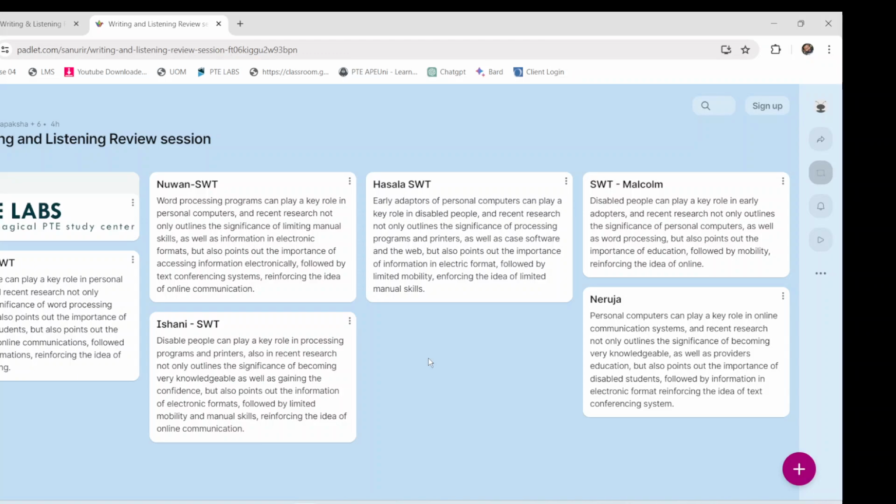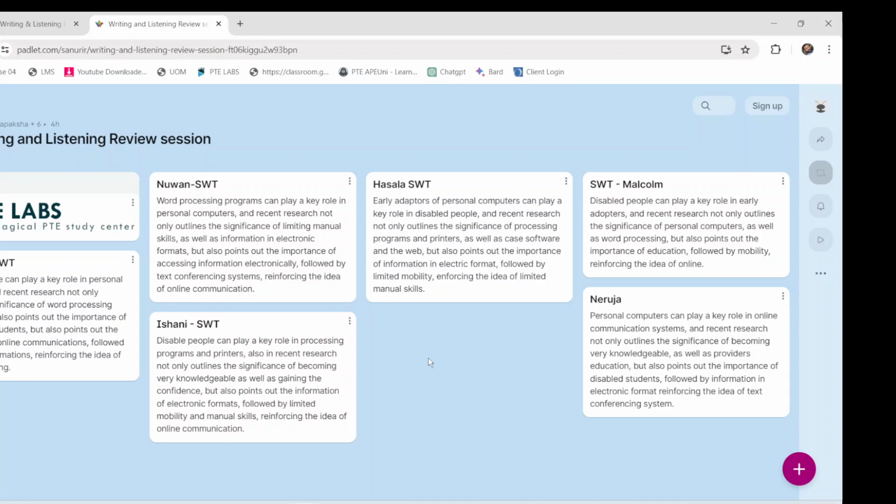Gaining the confidence. Okay, but also points out the importance of electronic formats, followed by limited mobility and manual skills, reinforcing the idea of online communication. Good, all are correct. So work on that mistake, Ishani. Make sure you type the structure as it is without changing it. Okay. Yes, thank you. All right.